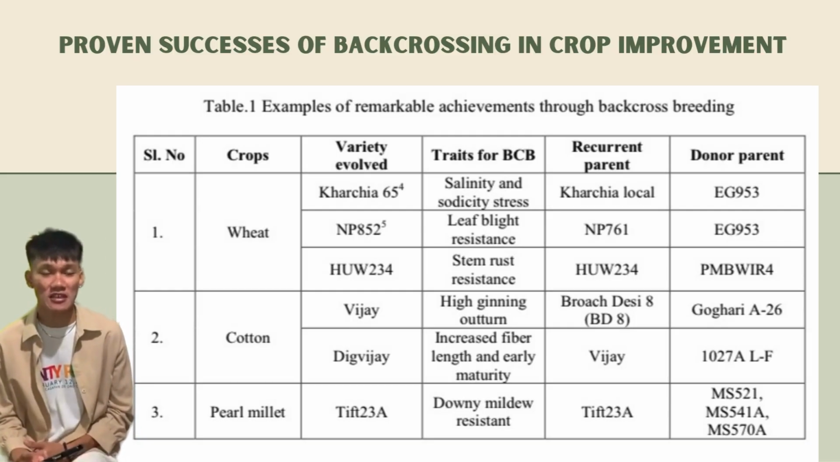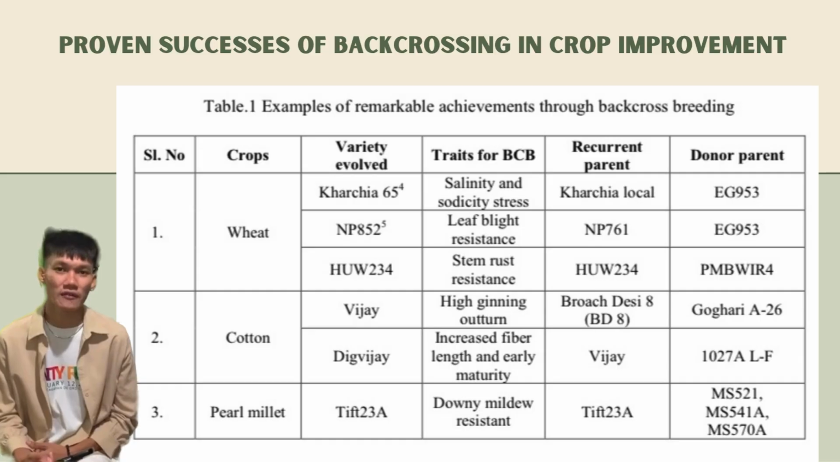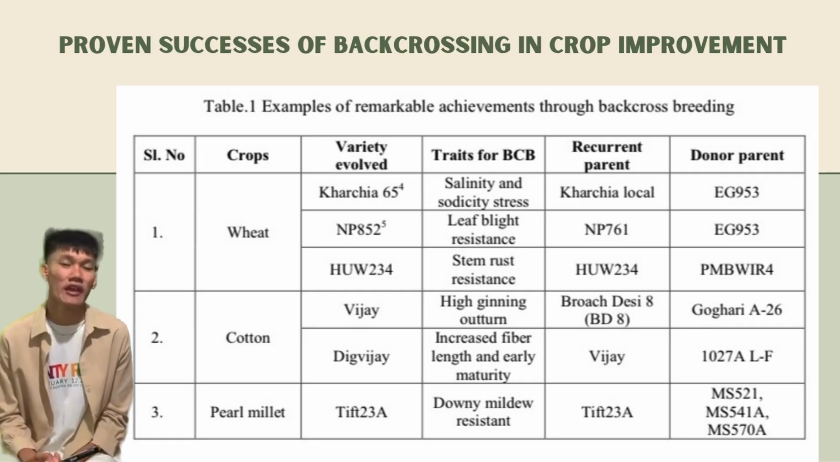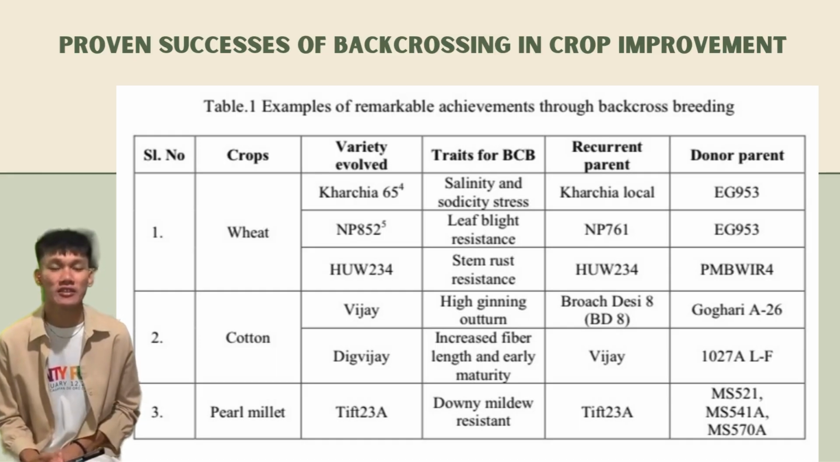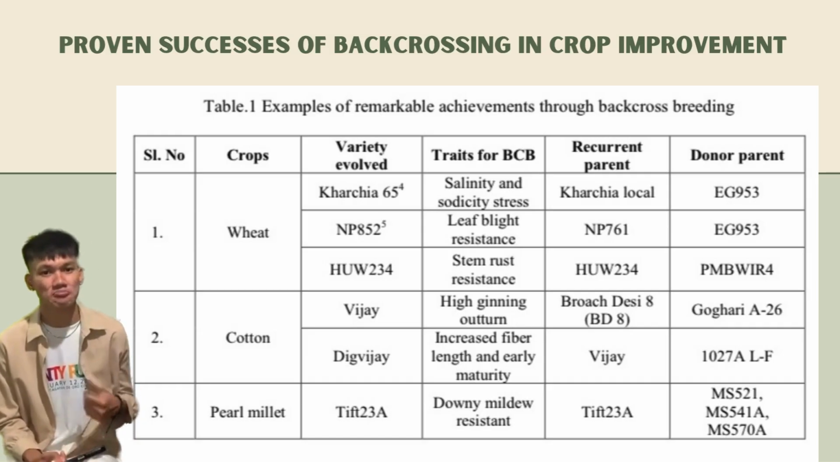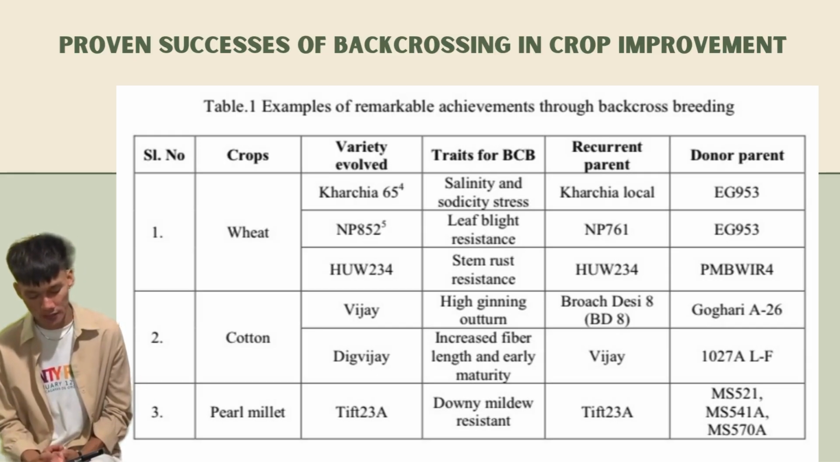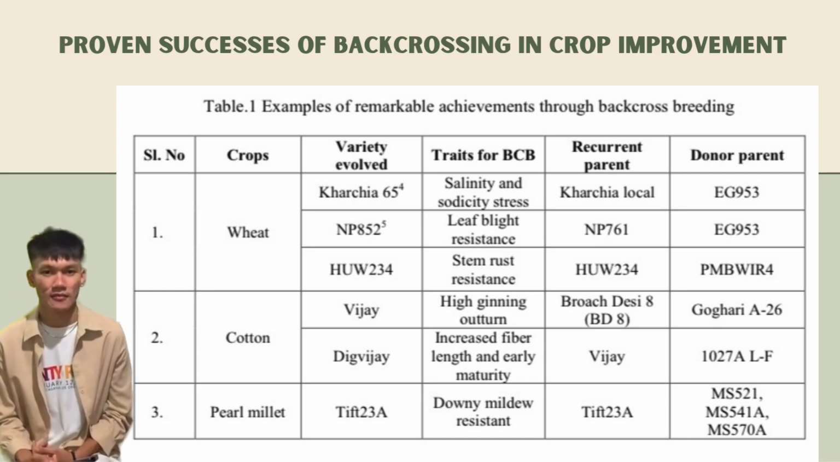Next crop is the cotton. To begin with, VJ. The donor parent for VJ is the Goghari A-26. The donor parent trait is the high ginning outturn. The recurrent parent is the Brooch DC8 or the BD8.